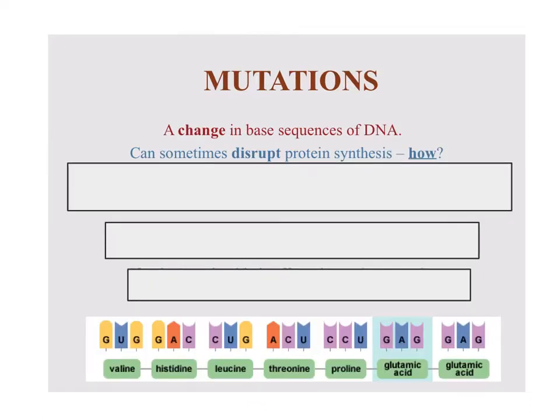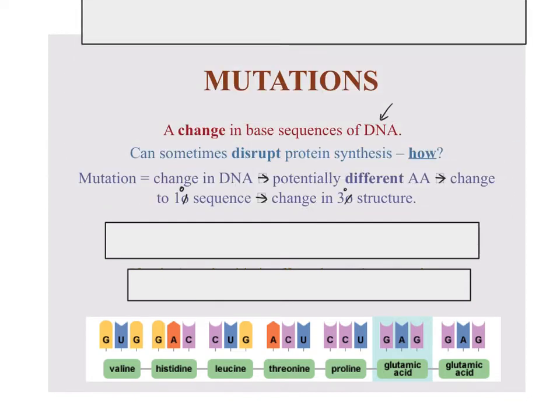So now we're going to take a little bit of a look at mutations themselves, the different types and how they can affect protein synthesis. So definition wise, mutations are a change in the base sequence of DNA. Okay, and sometimes these changes of base sequences can disrupt the synthesis of proteins, so making those big 3D structures. And you can pause now and take time to consider how, or you can carry on playing and we'll go through it.